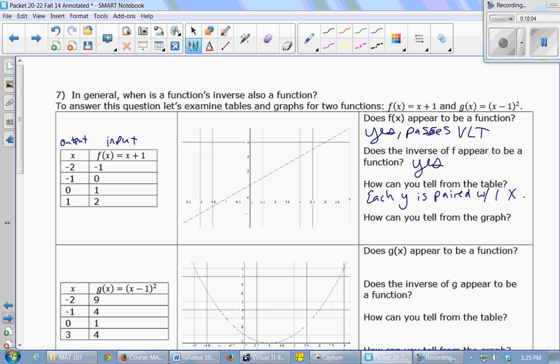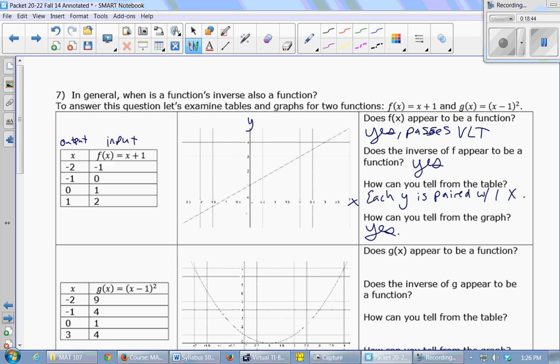And how can you tell from the graph? The vertical line test tells you that this is a function, but I want to know if its inverse is a function, right? If I swapped the roles of x and y, right? So right now that's y and that's x. What if the axes traded places? It would still be a function. Even if I rotate this, it's still a function because it would still pass the vertical line test after the rotation. So yes.